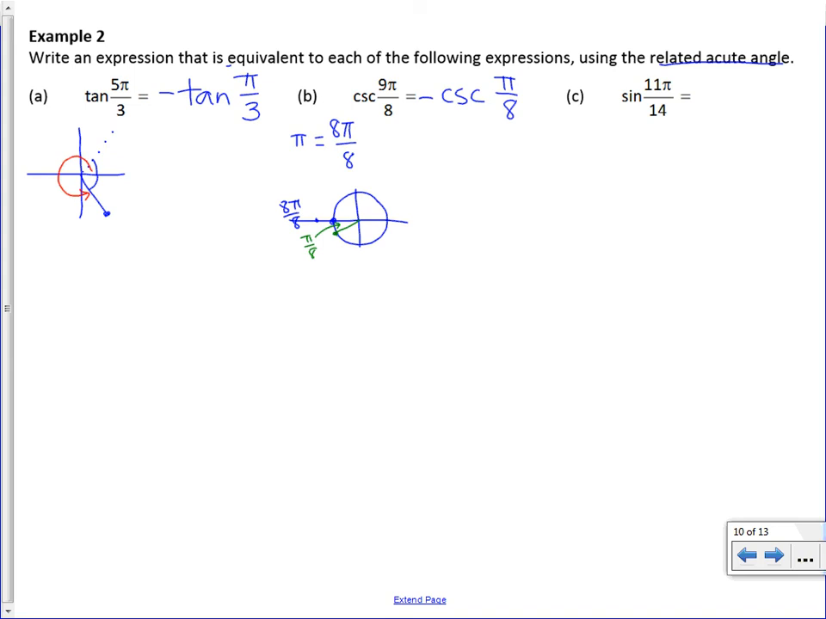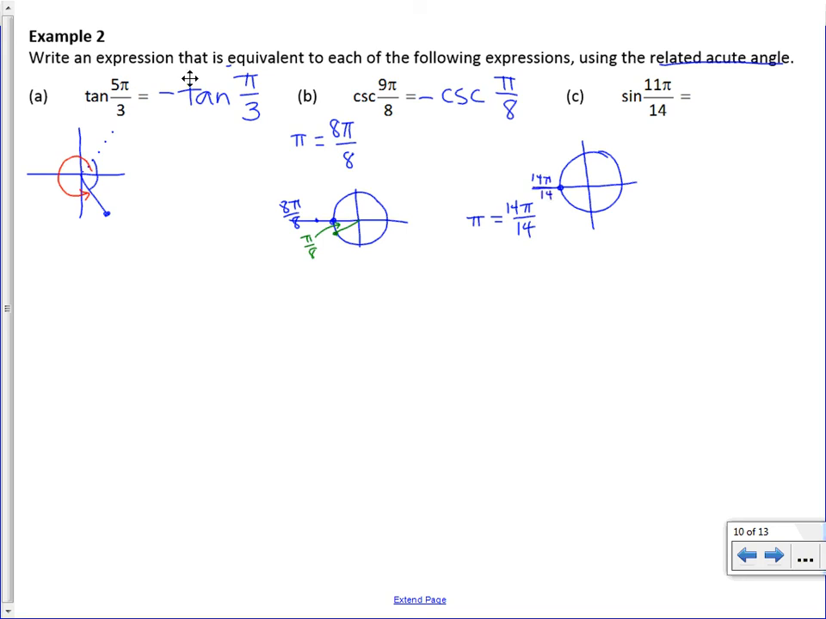Okay. Sine of 11 pi over 14. So do the same argument, guys. 11 pi over 14, is that closer to pi or 2 pi? Pi. So write pi so that it's over 14. So what would it be? Pi is what over 14? 14 pi over 14 is right here. Wait, 11 pi over 14.